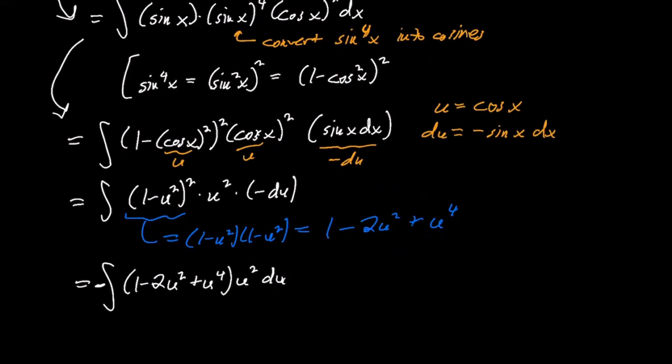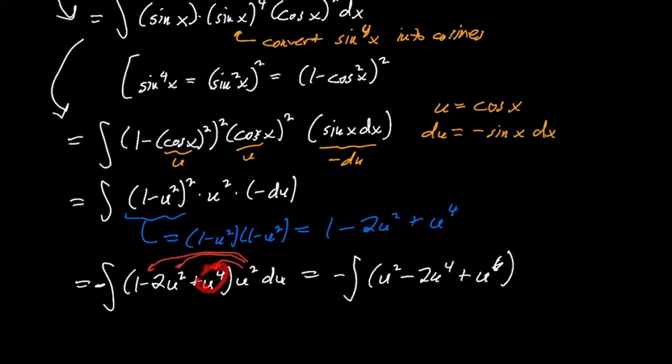And now we can distribute this, multiply this through. And so that's really minus the integral of u squared minus 2u to the fourth plus u to the sixth, right? u to the fourth times u squared, you just add the exponents. Or the way I think about this is u times u times u times u times u times u, which is 6 u's. Okay, so then that's du.